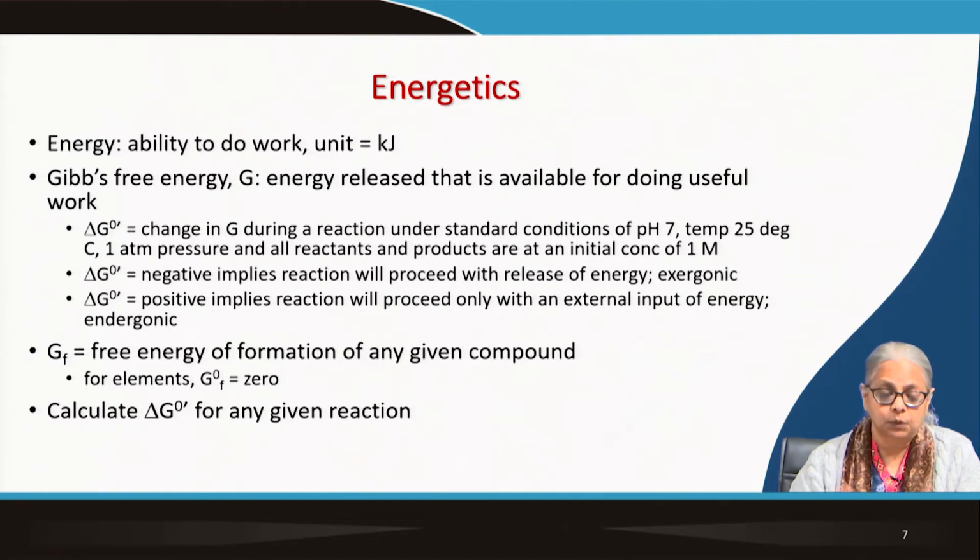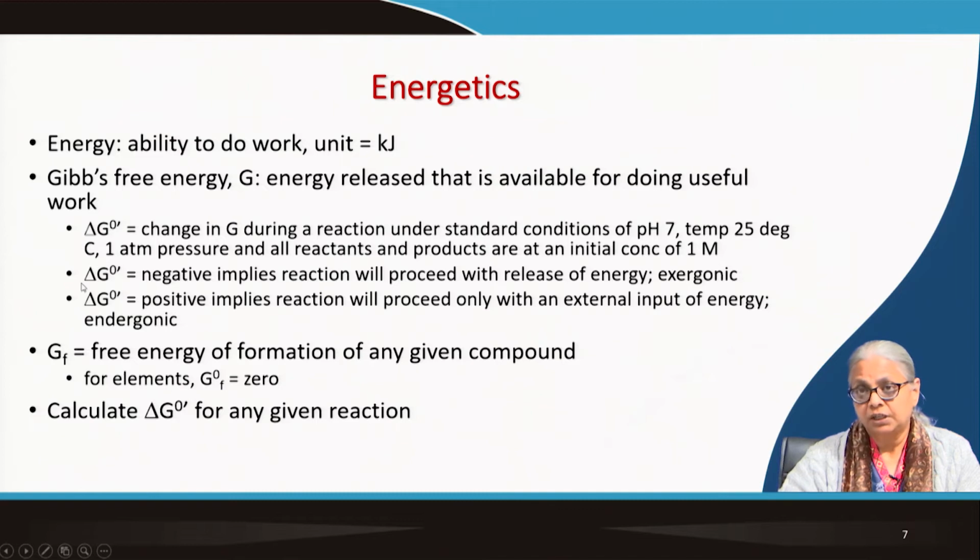You know how to convert kilocalories to kilojoules. Gibbs free energy, abbreviated as G, is the energy released that is available for doing useful work. So we have delta G0'. This is the change in the free energy during a reaction under standard conditions of pH 7, temperature 25 degrees centigrade, 1 atmosphere pressure, and assuming that all reactants and all products are at an initial concentration of 1 molar, so 1 mole per liter for each of them.